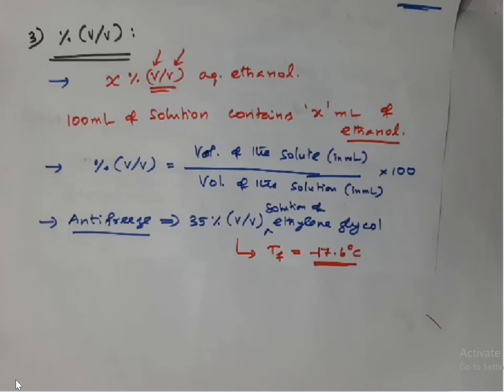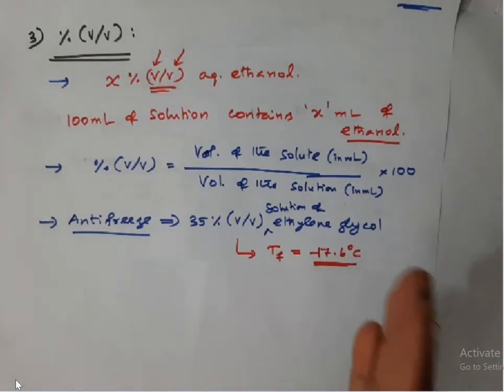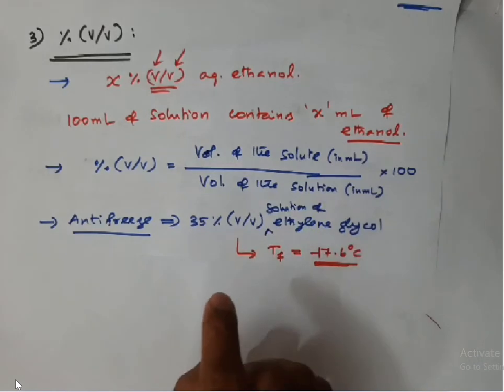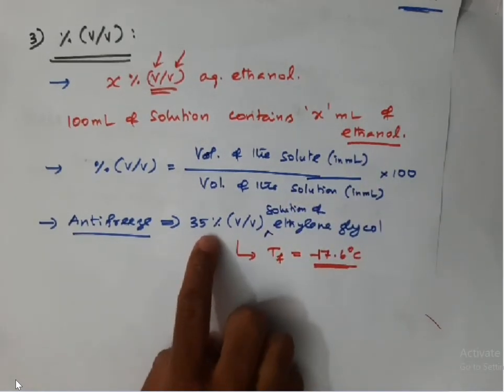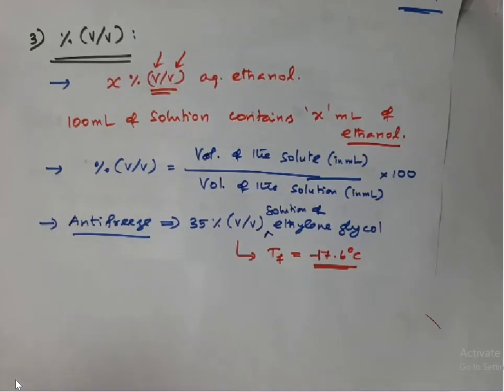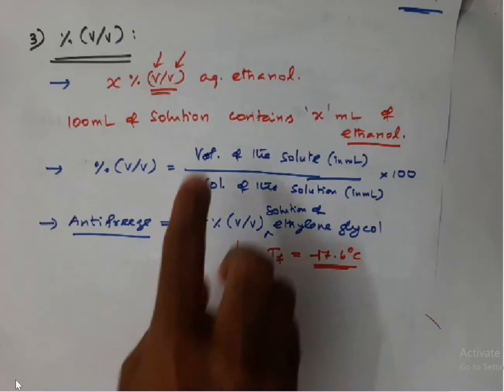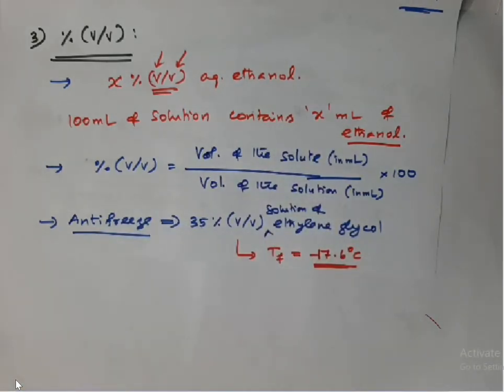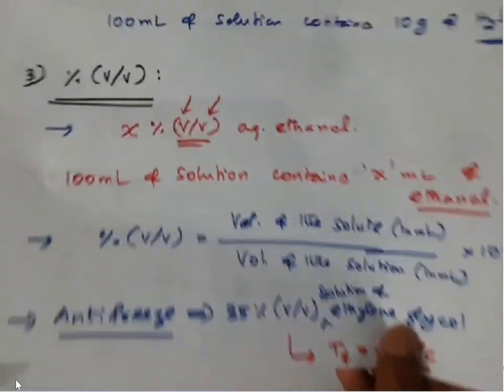Is this clear, students? Yes, sir. In cold countries, this is one of the major problems people face, because the temperature will go below minus 10 and all. Till minus 15 or minus 17 you can protect, but below that it is very difficult. So we use this compound as antifreeze in batteries. And remember the meaning of percentage volume by volume. I have given one example here, though many examples are there. X percentage volume by volume means 100 ml of solution contains X ml of the solute. That's the meaning.